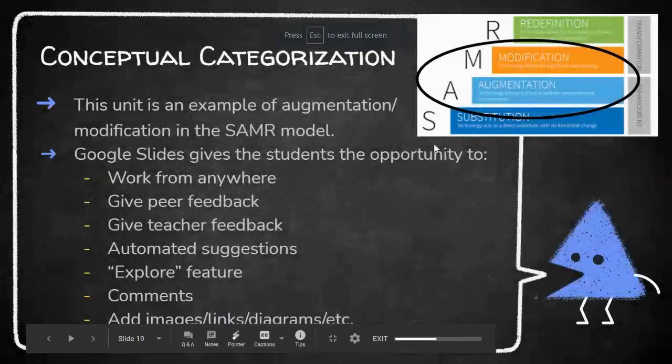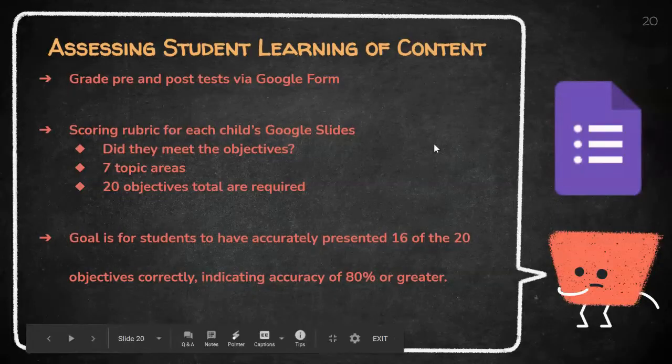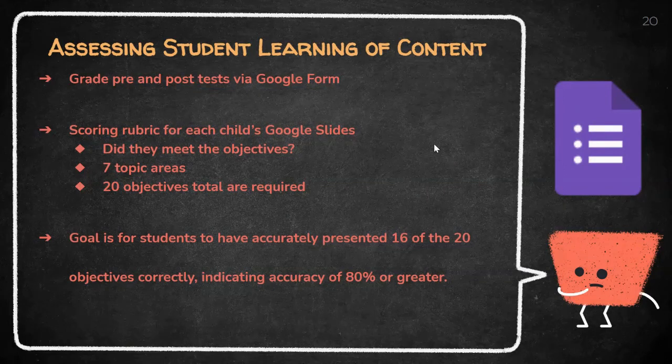Next, we're going to be talking about assessing student learning of content. So we have pre and post assessments that are going to be on Google Form. Then the students will be graded on their Google Slides via a rubric that covers all 7 main topic areas and then the objectives that go with each topic area. And our goal is for students to have accurately presented 16 of the 20 objectives correctly, indicating accuracy of 80% or greater.